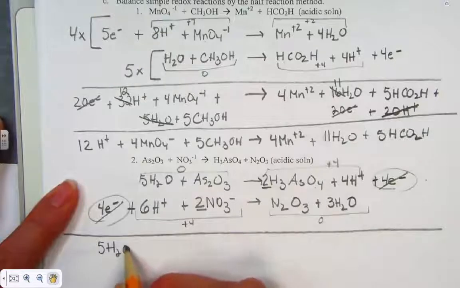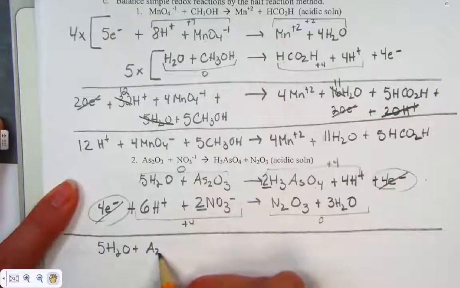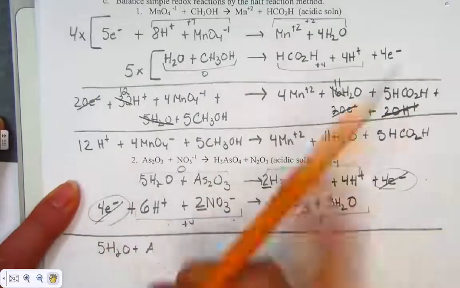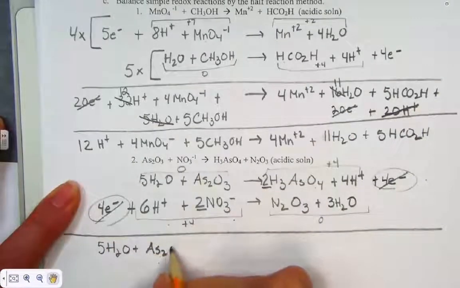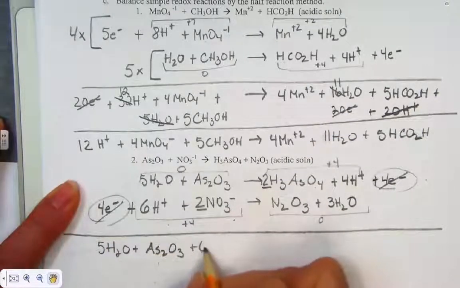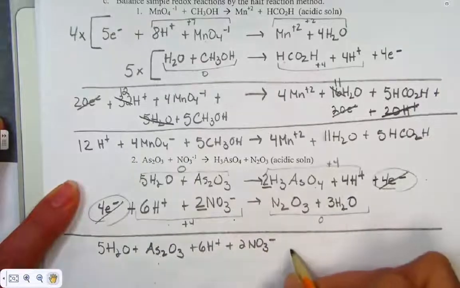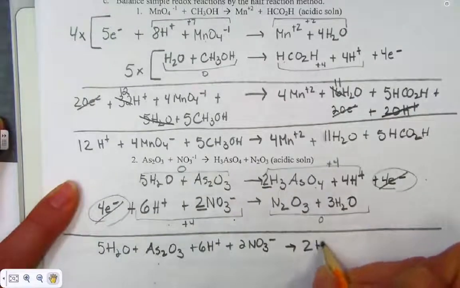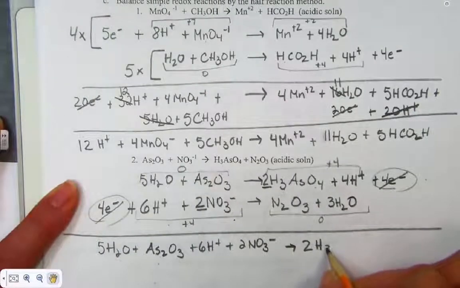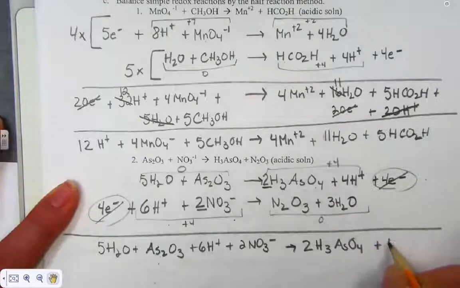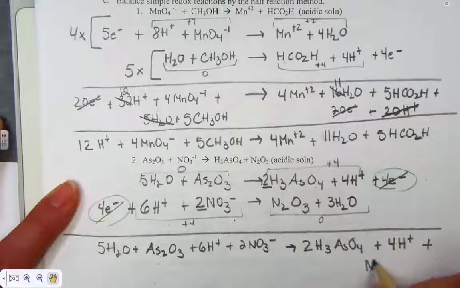On the left I have 5 waters, diarsenic trioxide, 6 protons, and 2 nitrates, forming 2 arsenic acid, H3AsO4, 4 protons, molecular dinitrogen trioxide, and 3 waters.